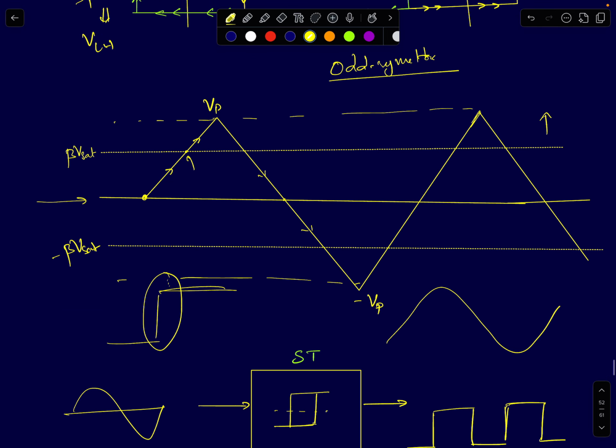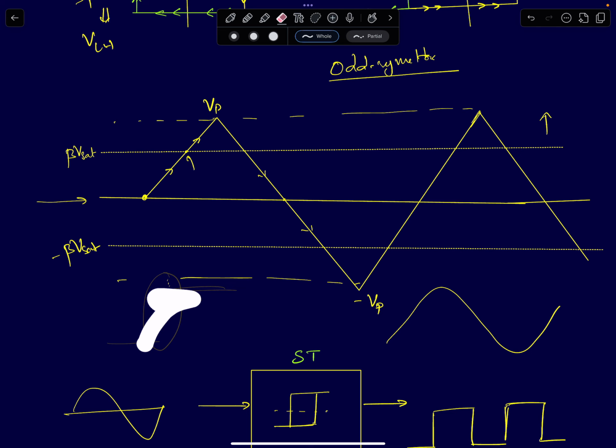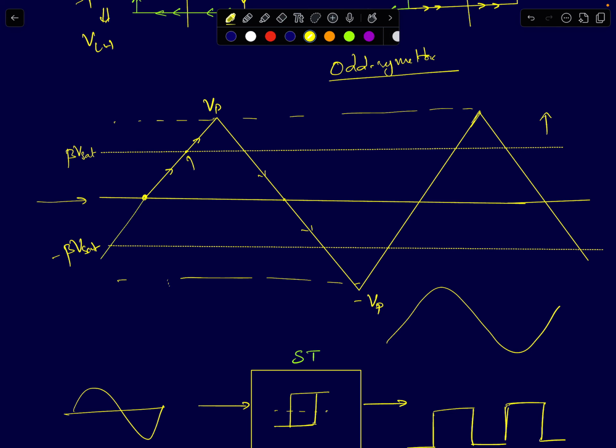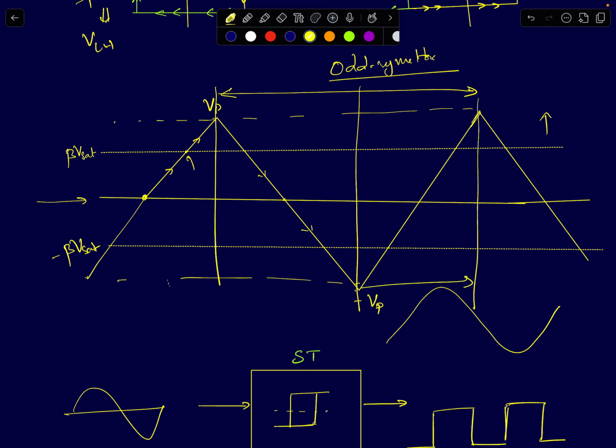So here I have assumed a waveform which is odd symmetric, which means its average value is 0. If you observe this waveform, this is one half cycle, this is one full cycle, and this is one half cycle. The slope of the signal in the rising edge half cycle, where it is increasing, is the same as in the half cycle where it is decreasing. The slope of the ramp waveform is the same in both half cycles. So this waveform clearly exhibits odd symmetry.